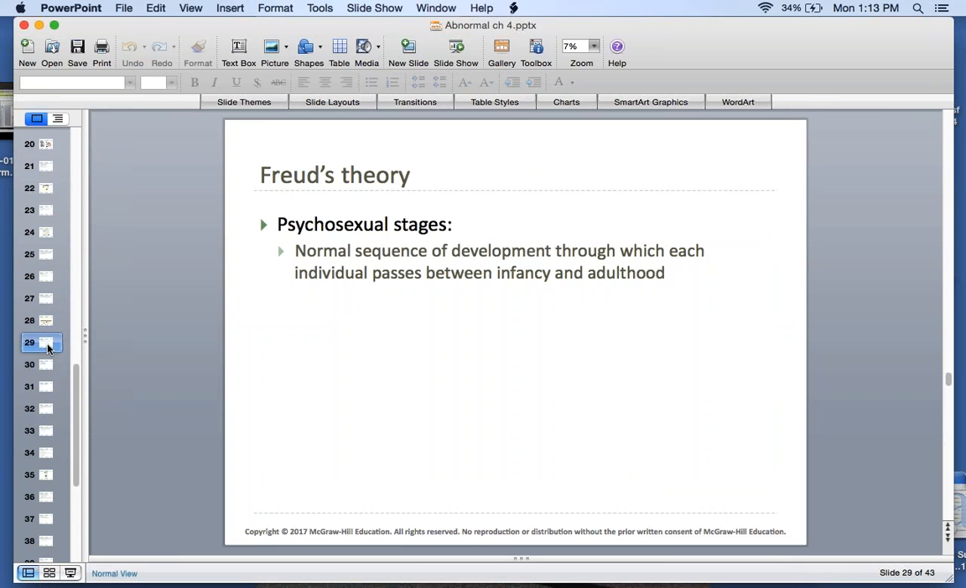Okay. Freud also talked about psychosexual stages, and that is he had this idea of a normal sequence of development through which each individual passes between infancy and childhood. We won't go into all of those things. Those things are in your book, though.